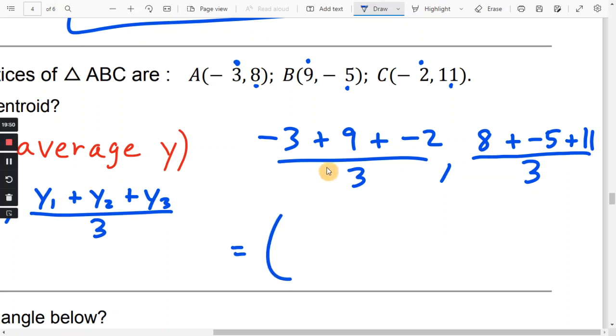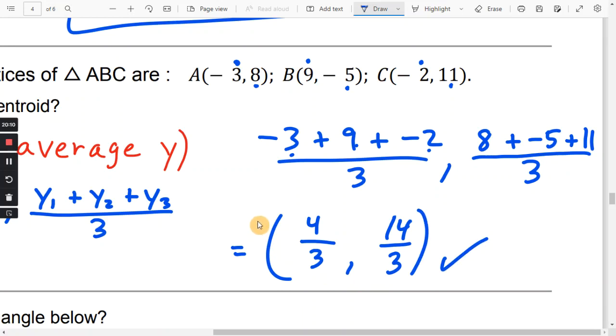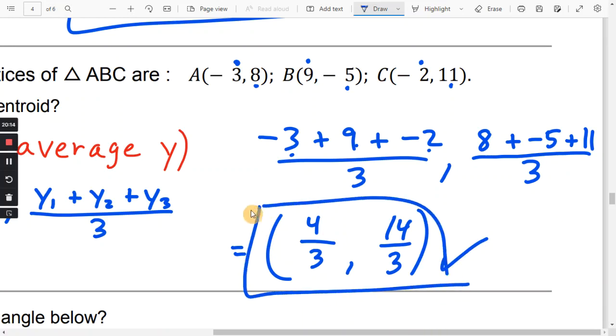Okay, and this is going to be a point. -3 plus -2 is -5, plus 9 is 4, and that's over 3. 8 plus 11 is 19, minus 5 is 14, and that's over 3. That's it. You don't want a decimal, you want to just leave it over 3. So that would be your centroid.